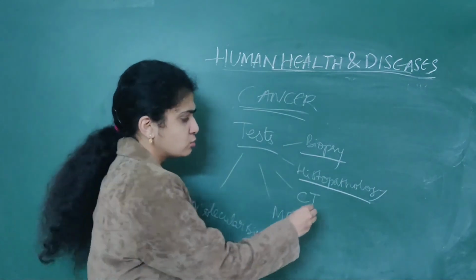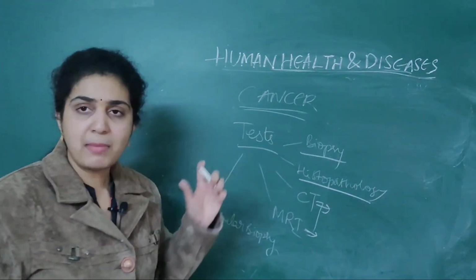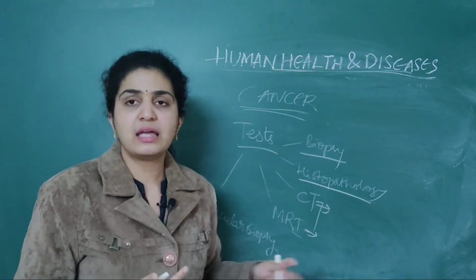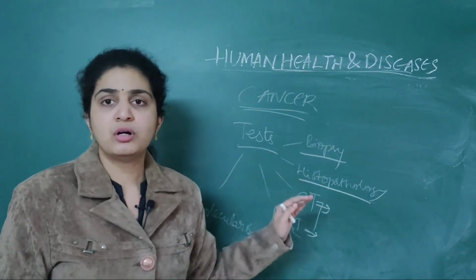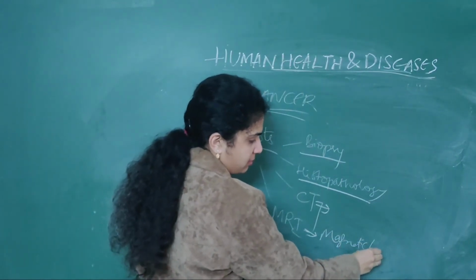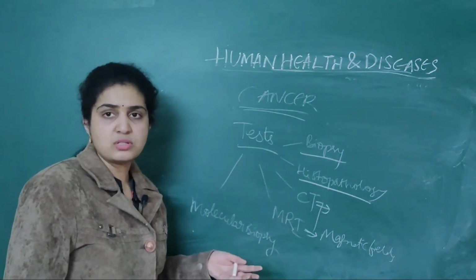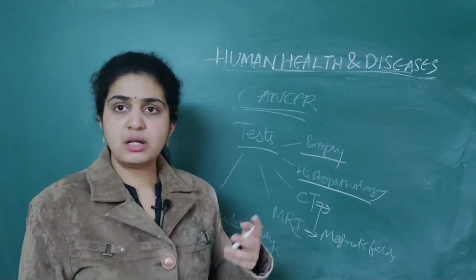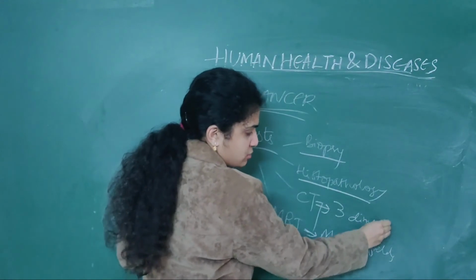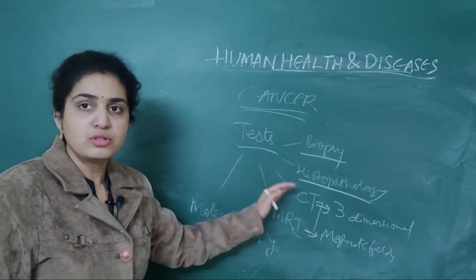But the use of this is, see, MRI works with magnetic fields. It will surround the body with magnetic fields and help in easy diagnosis of tumors. It works on the principle of magnetic fields. When it comes to CT scan or X-rays, you can get a three-dimensional image. So it is easy to identify whether a person is suffering from cancer or not.